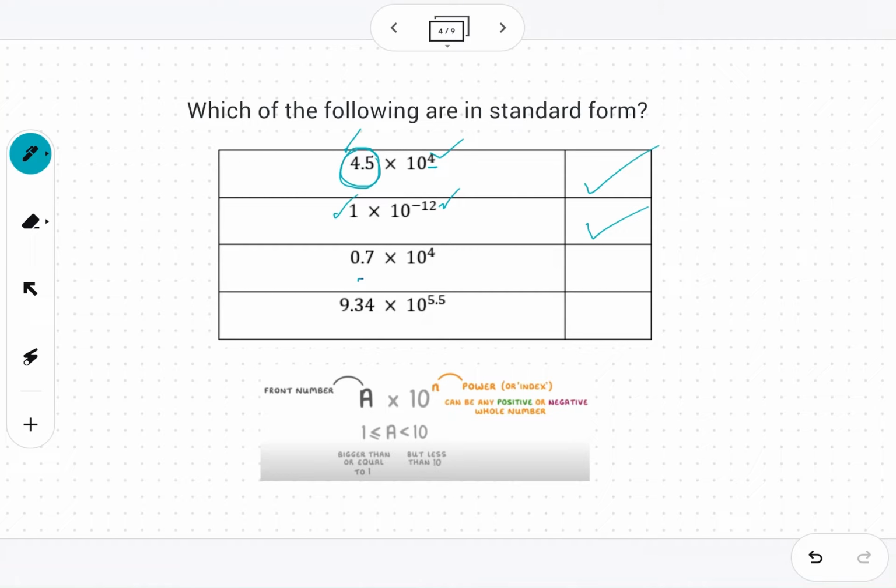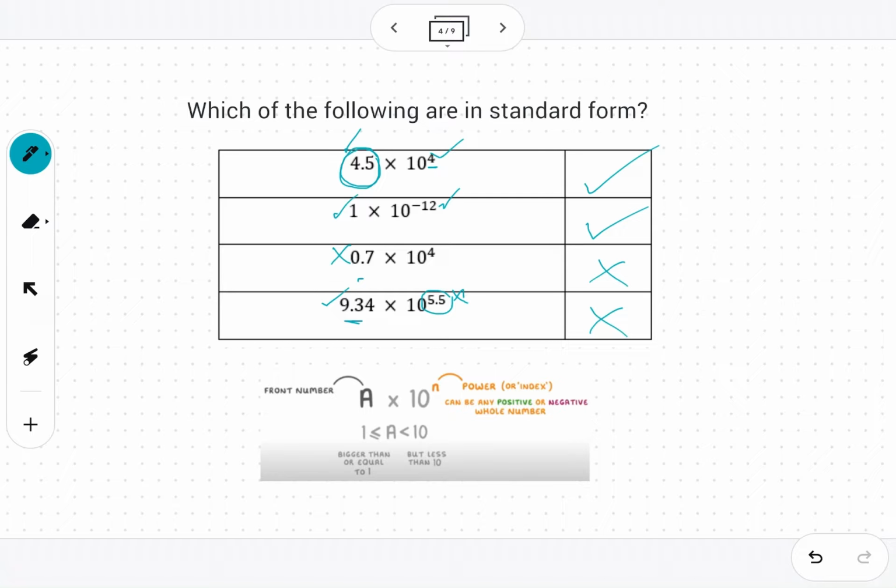Now 0.7 times 10 power 4. So 0.7, remember, it has to be bigger than or equal to 1. So this is wrong. A cannot be less than 1. So this is not in standard form. 9.34. This is less than 10, so this is okay. But look at the n. The n here is not a whole number, so this one is wrong. This is not in standard form.